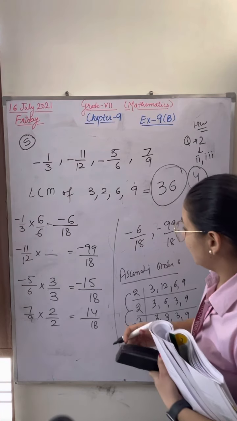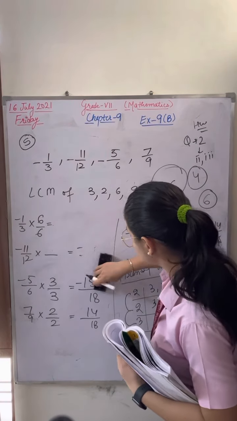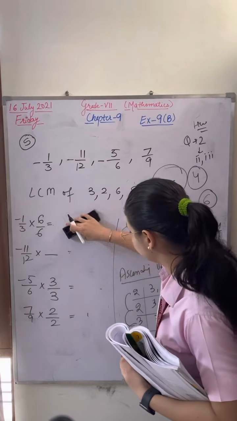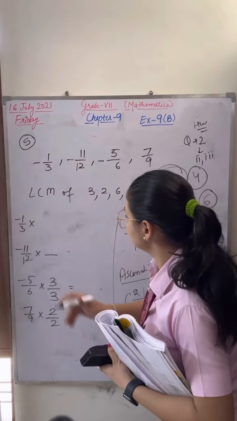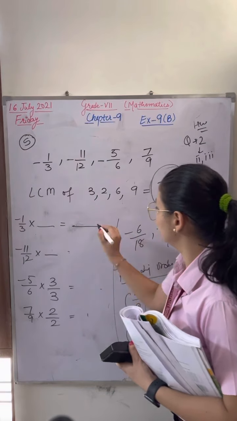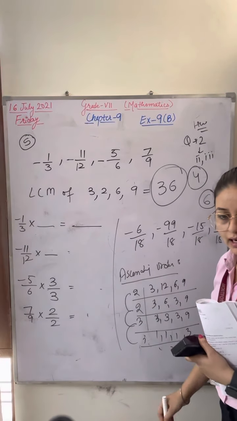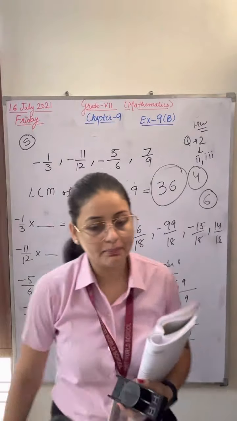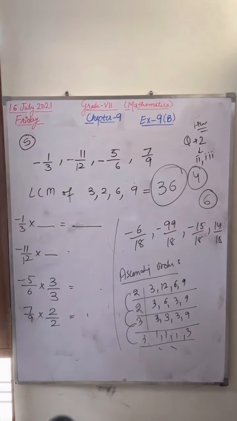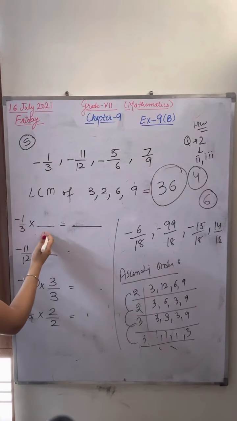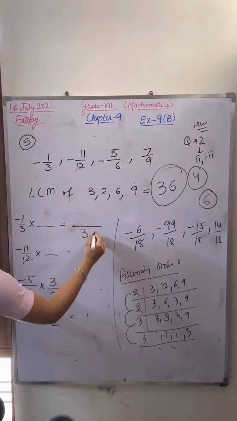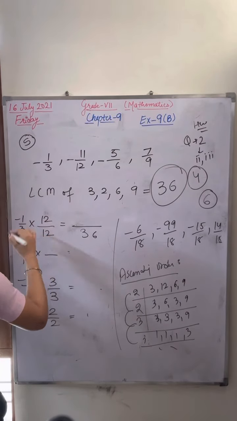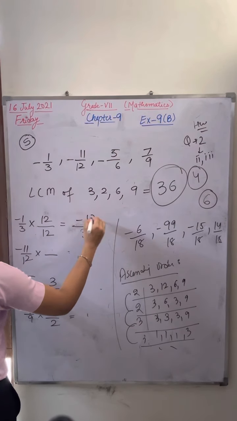Sorry for this, I have written 2 by mistake. It was 12. Now you have to multiply by which number so that the denominator will be 36. By which number will you multiply? 3 multiplied by which number will be 36? 12 here and 12 here. It will be minus 12 upon 36.